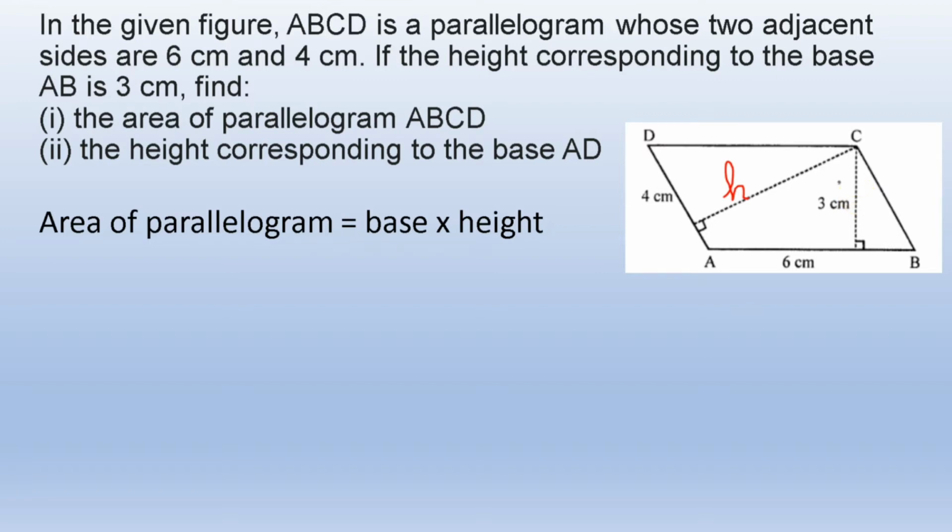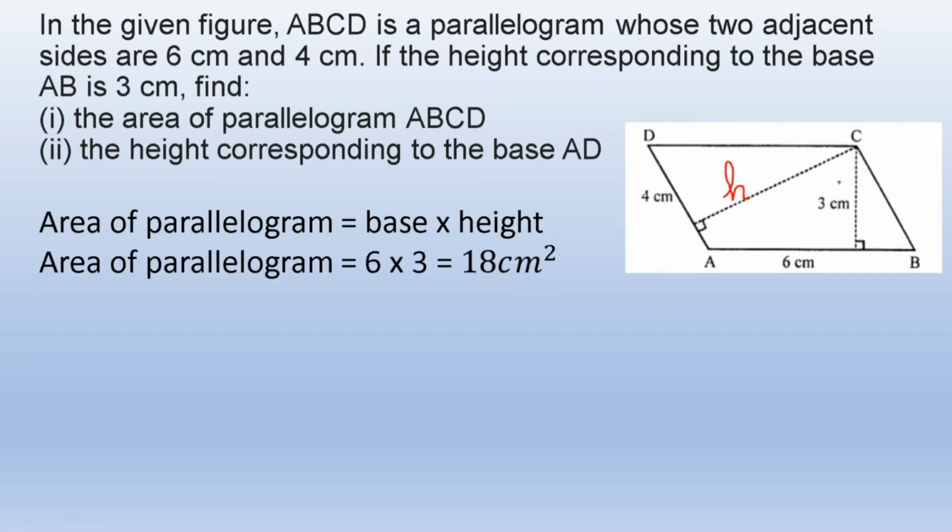Okay, so here first, the area of the parallelogram is base into height. Now if I am taking base AB, then the height will be 3 centimeters. So from here I can find the area. So area will be 6 into 3, that is 18 centimeter square.